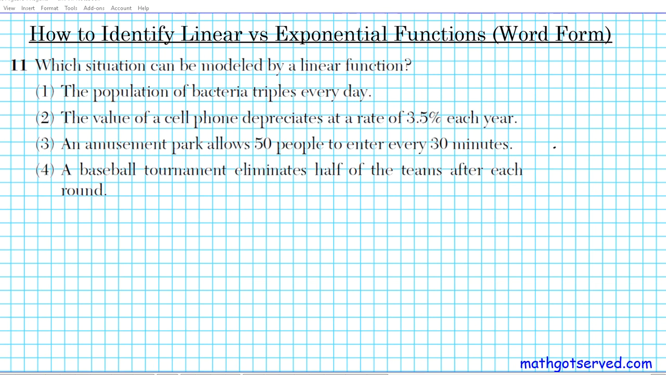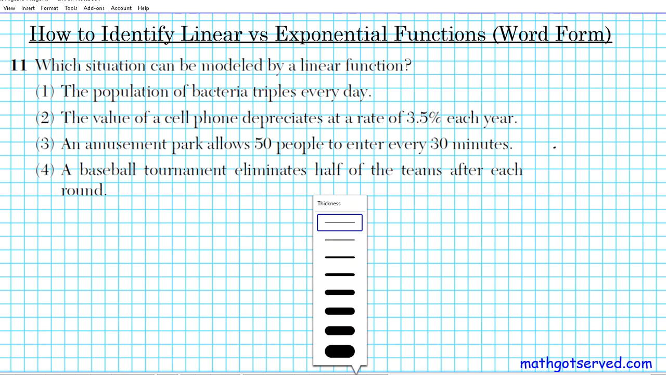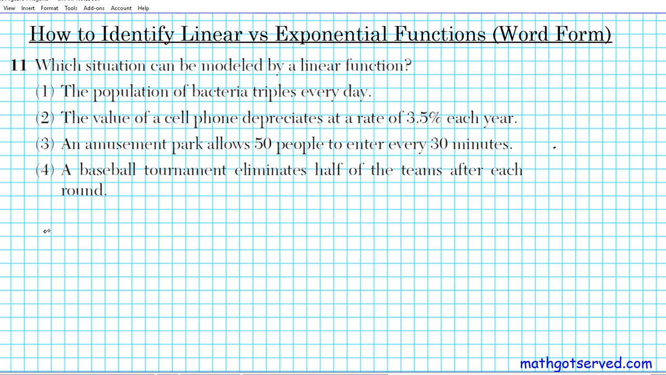Alright, before we get started with the identification of which of these represent a linear function, let's do a real quick review on what a linear function is. So how would you describe a linear function? Something you want to note is as follows. Linear functions grow by adding a constant.